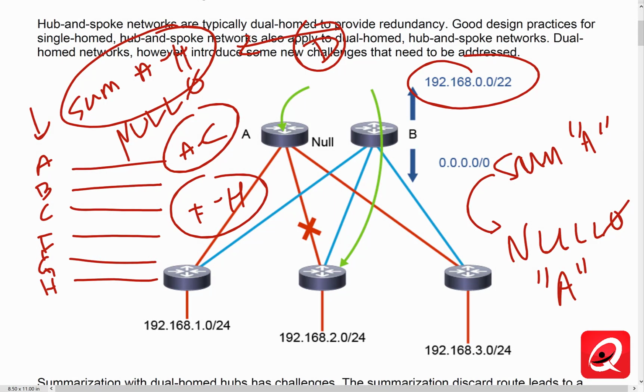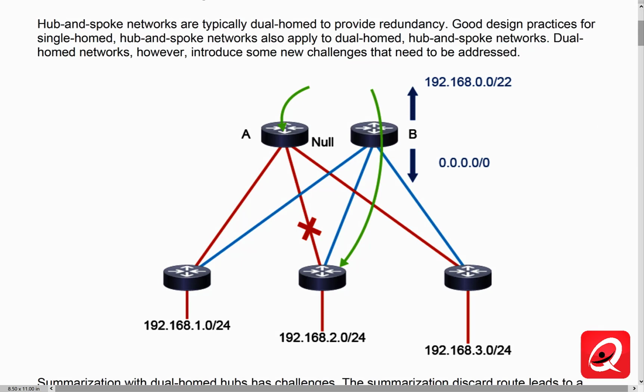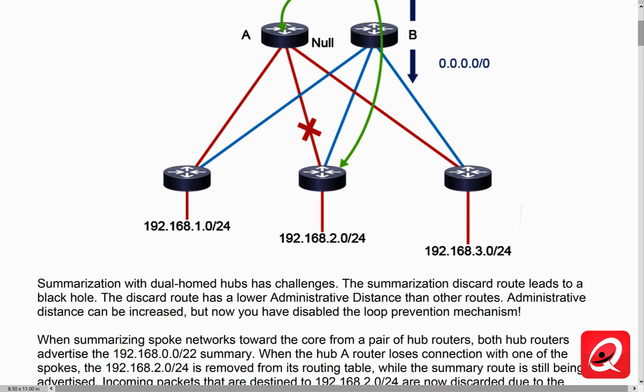If I don't have a more specific match based on the fact that a more specific route exists, then the packet will match the null zero route and the packet will get discarded. And that's really the whole point of that null zero or discard route. So if you change the administrative distance of that route, then basically you're defeating the whole purpose of what the discard route's supposed to do, and you can actually make things worse.